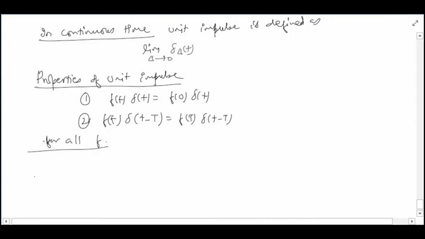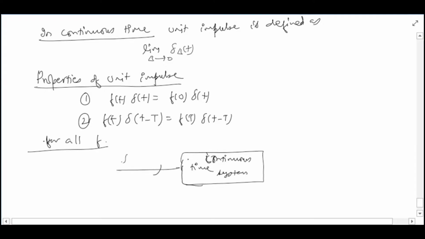Now, having defined the unit impulse in continuous time, we have the following notion of impulse response. So we have a continuous time system, to which we give input delta(t). The output of the system with input delta(t), denoted as h(t), is called the impulse response.